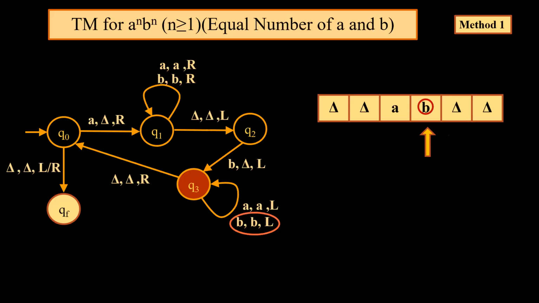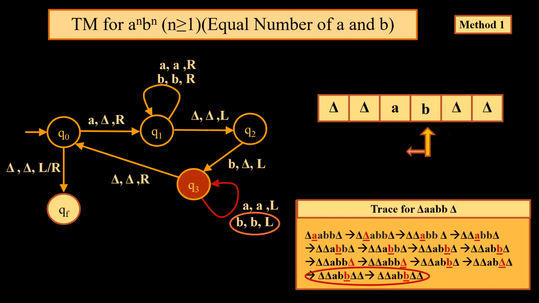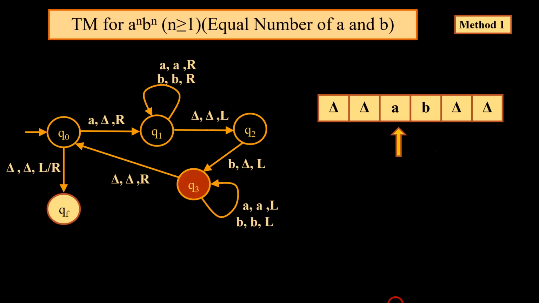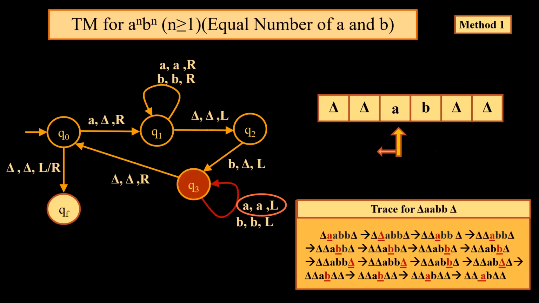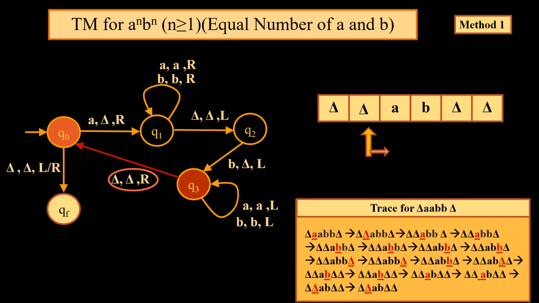So we need to move back. If we come across B, it will remain as B itself and we will be moving towards the left side. If we come across A, it will remain as A itself and we will move towards the left up to what point? Until we reach delta on the left side. Since delta is the end marker, we will not change it. Read delta, write delta and move towards right one cell.